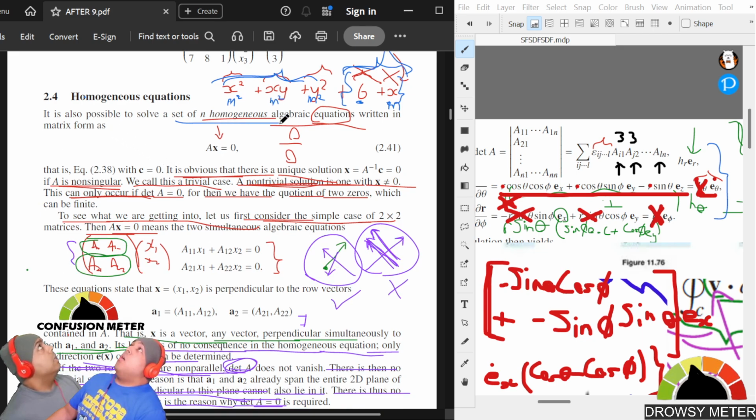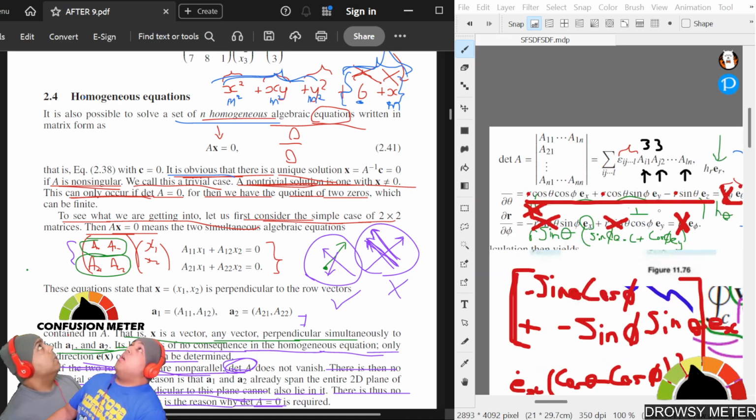Solve a set of n homogeneous equations written in matrix form. C is equal to 0. It is obvious that there is a unique solution where x is equal to 0.